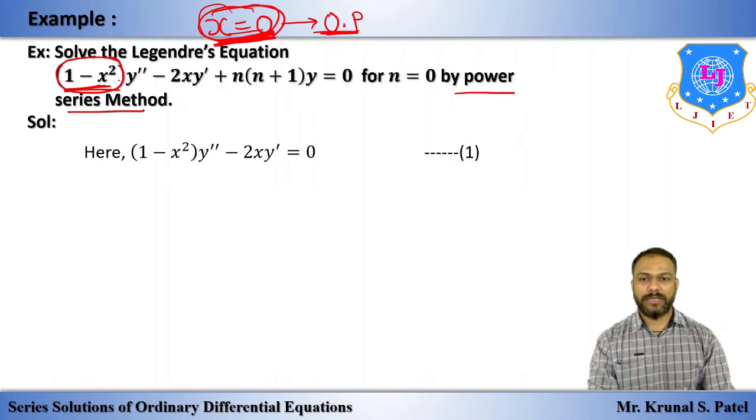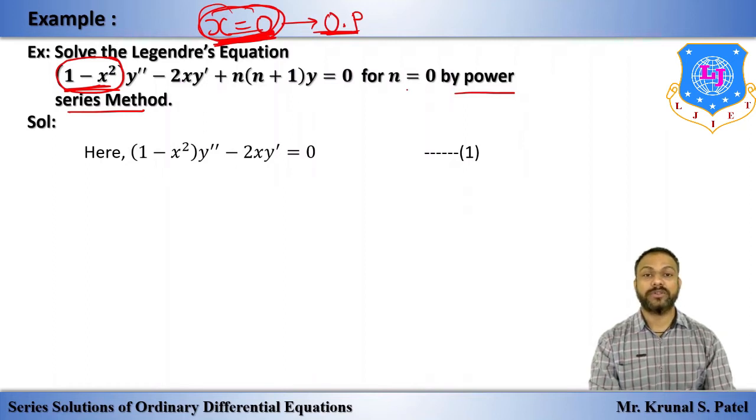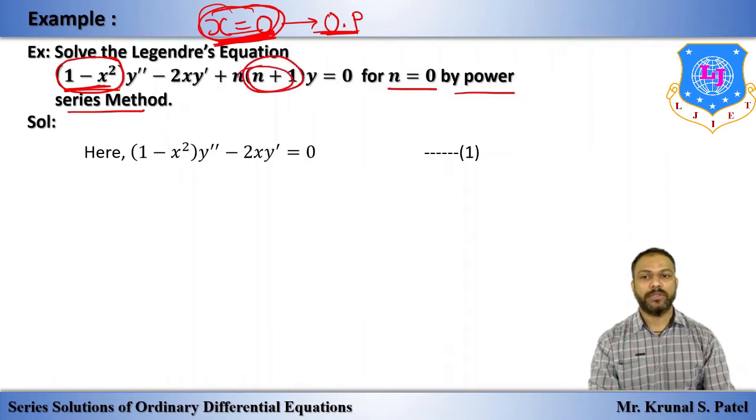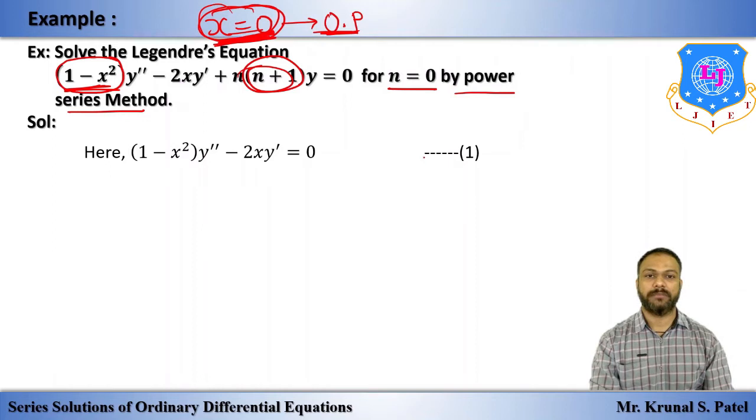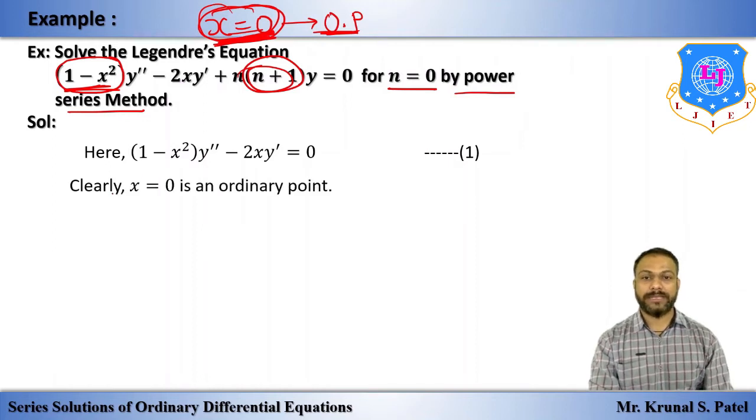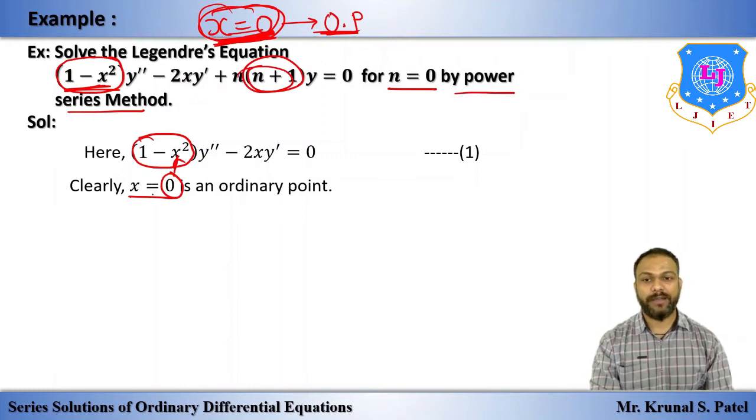Okay, so I'm writing down this equation, and we have to find the series solution for n is equal to 0. So we put 0, so this term becomes 0. The remaining terms are (1 minus x square) y double dash minus 2xy dash is equal to 0. This is our equation number 1. Now, as I told, it is clear that x is equal to 0 is an ordinary point because the coefficient of y double dash is non-zero on putting x is equal to 0. And we have to compulsorily use x is equal to 0 only.